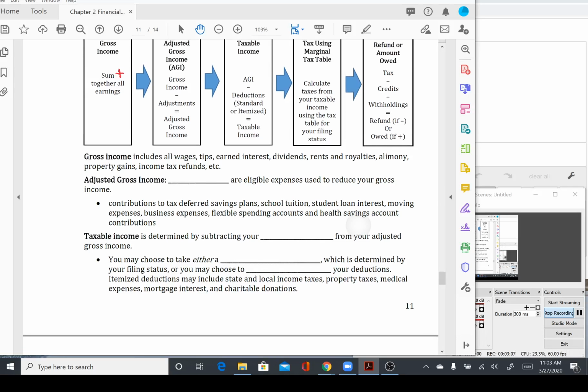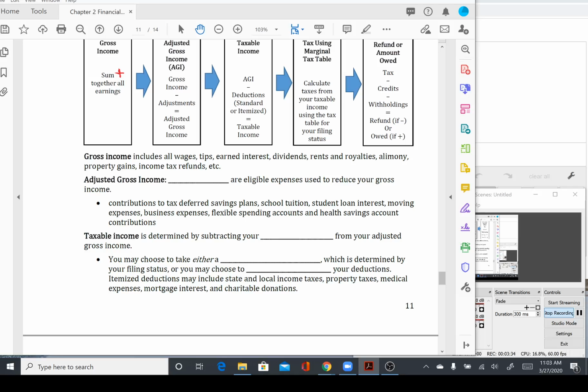So I mentioned gross income, and just going to review that definition one more time. The gross income is all wages, tips, earned interest, dividends, rents, royalties, alimony, property gains, income tax, any money that you earned in that year. So from that, you can figure the adjusted gross income.